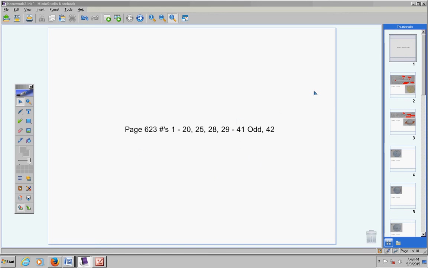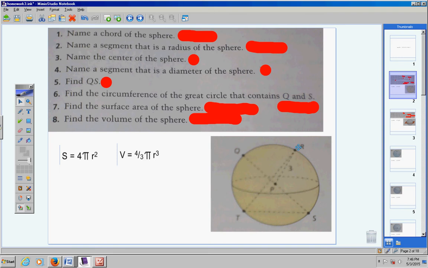Let's go ahead and get started with today's math. Here we go. Numbers 1 through 8, the directions say to use the sphere at the right. In our case, we're going to use the sphere at the bottom of the page. So here we go. Name a chord of the sphere.